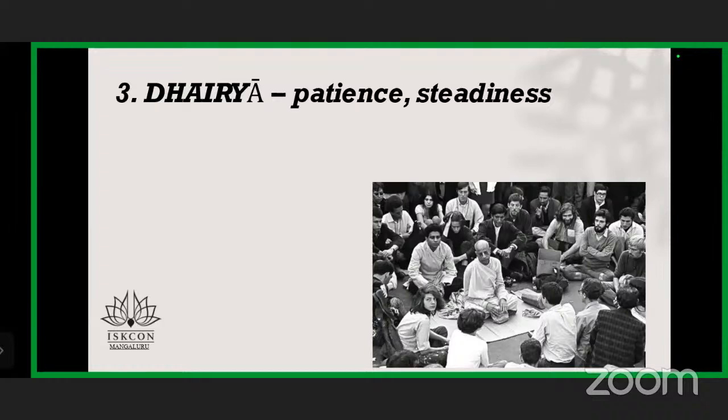Prabhupada had patience for 50 years before going to America. He waited for that day when he goes to the West and preaches. Bhaktisiddhanta Saraswati Goswami gave this order to Srila Prabhupada 50 years back. He tried in India, nothing worked.